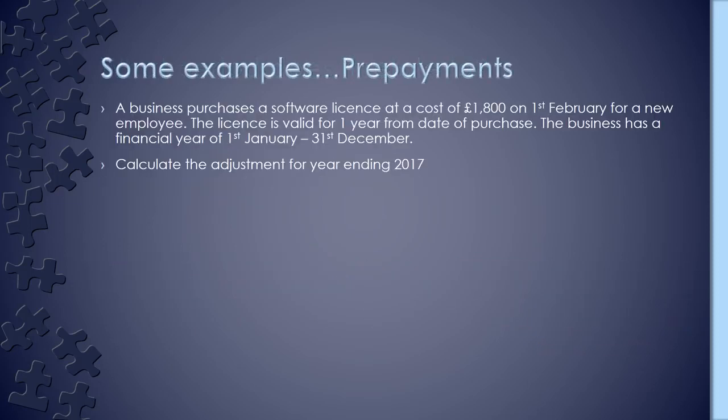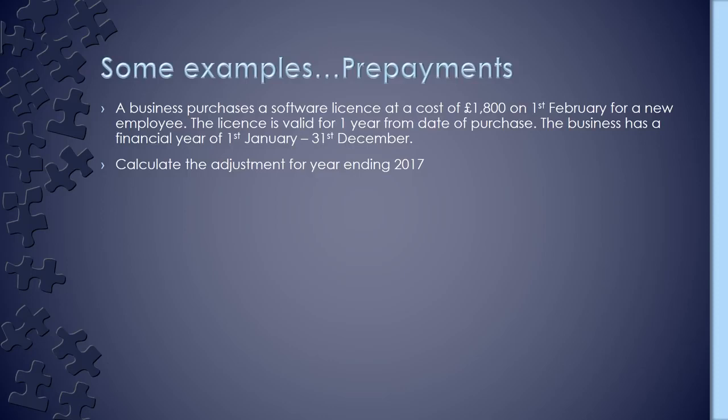So let's start an example. A business purchases a software licence at a cost of £1,800 on 1st of February for a new employee. The licence is valid for 1 year from the date of purchase. The business has a financial year of the 1st of January to the 31st of December. Calculate the adjustment for year ending 2017.